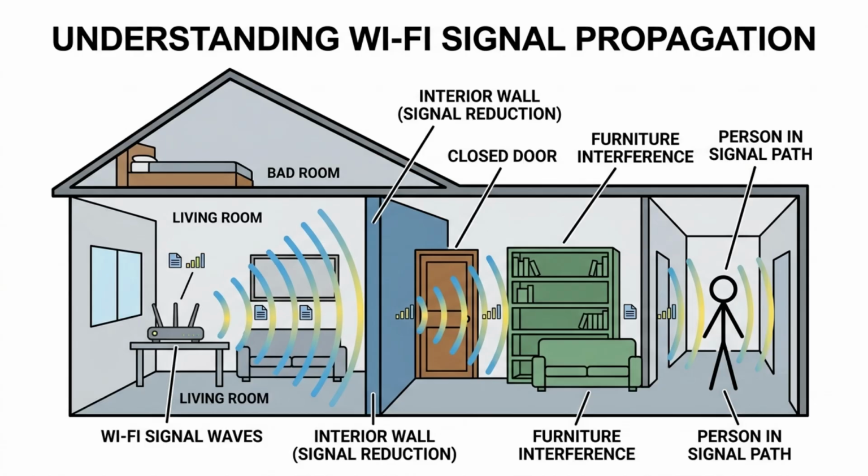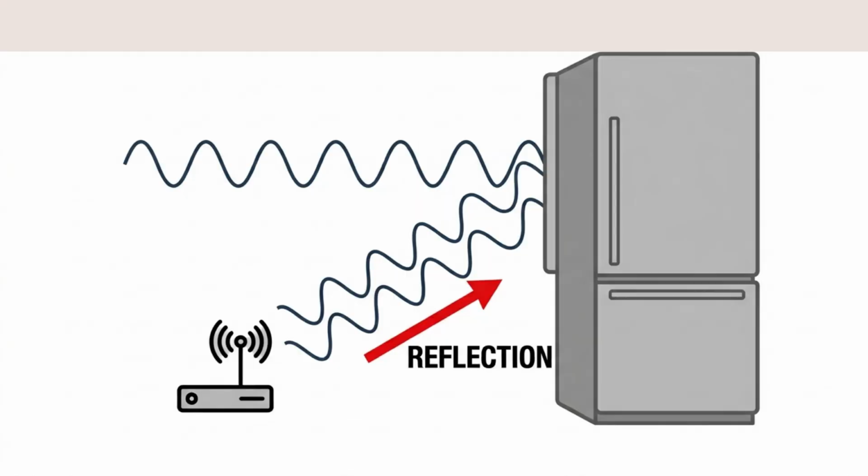As these waves move through your home, they run into walls, doors, furniture, even you. When a wave hits something hard and metallic like a refrigerator or a steel beam, it bounces off, sometimes creating multiple delayed copies of the same signal arriving at slightly different times. A problem modern routers solve using multiple antennas working together. When a wave passes through glass or plastic, it bends and slows, weakening the connection.